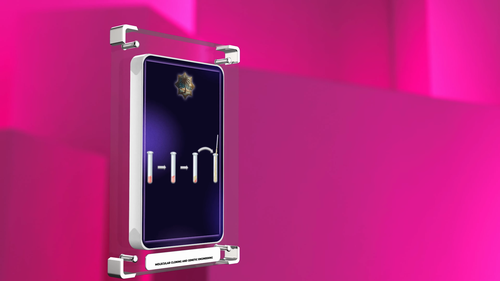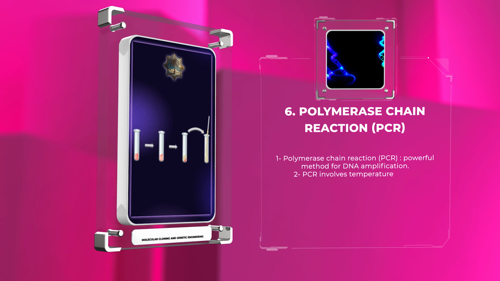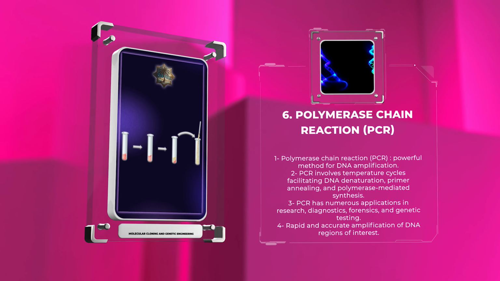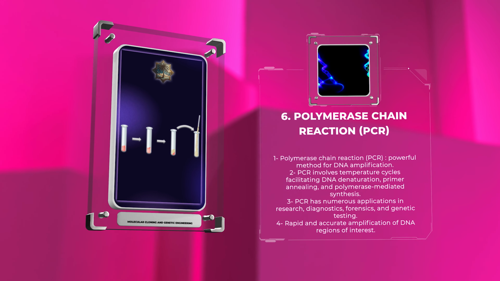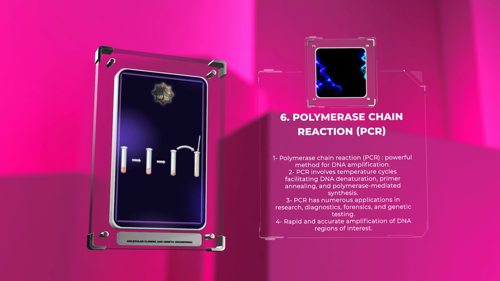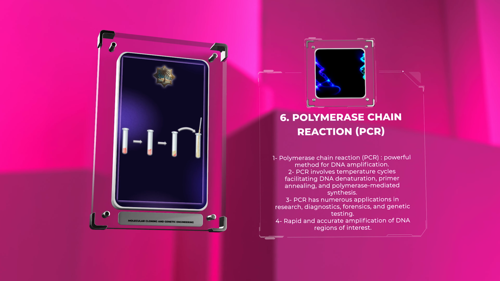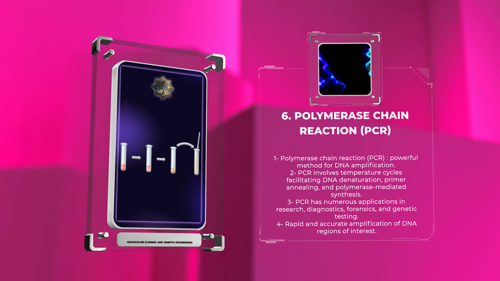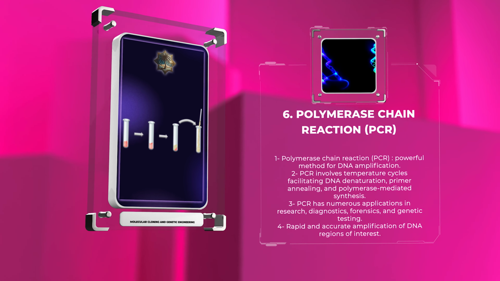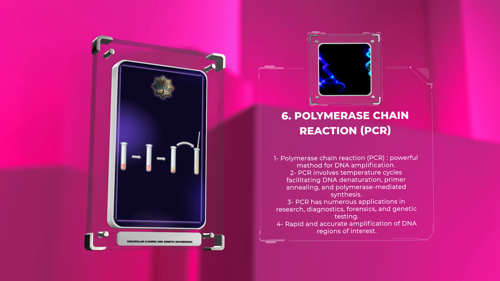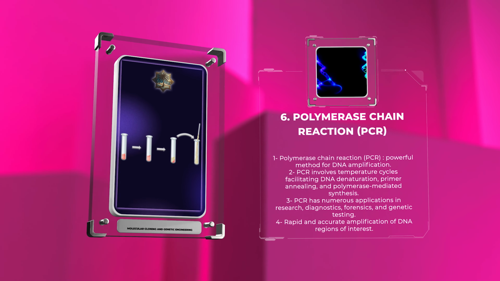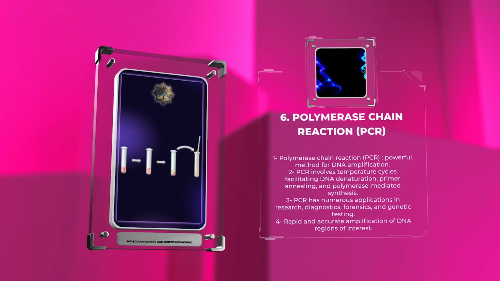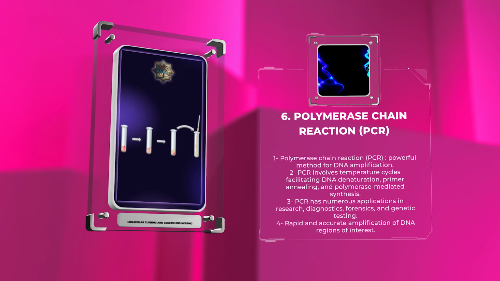Let's now explore the revolutionary technique known as the polymerase chain reaction, PCR. PCR is a powerful method used to amplify specific segments of DNA in vitro. It involves a series of temperature cycles that facilitate DNA denaturation, primer annealing, and polymerase-mediated DNA synthesis. PCR has numerous applications in research, diagnostics, forensics, and genetic testing. It allows for the rapid and accurate amplification of DNA regions of interest, even from minuscule amounts of starting material.